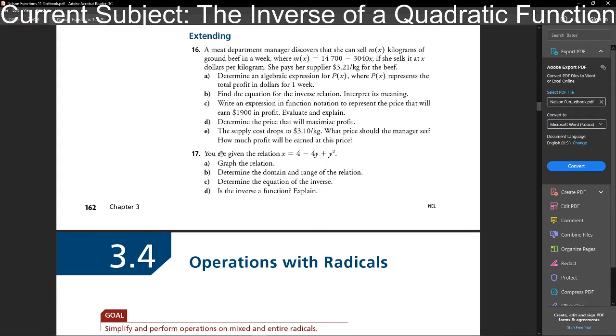All right, number 17, the last one, the big kahuna. You are given this relationship. Graph the relationship. Determine the domain and range. Determine the equation of the inverse. You are given the relation.